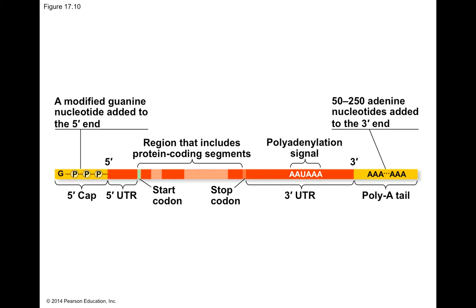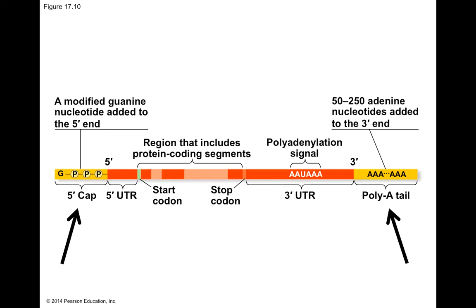Here in the middle, shown in red, is our transcript. On the 5' end, we attach a GTP. We call this the 5' cap. At the 3' end, we add a bunch of adenines, and we call this the poly A tail. Scientists believe the reasons for doing this are threefold.